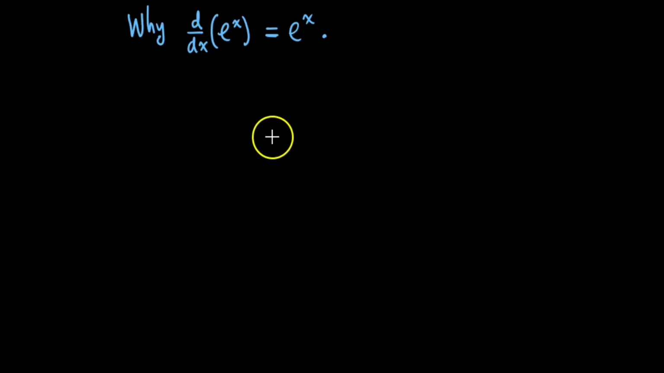My name is Silo, and in this video we're going to answer this question right here. Why is it that when we take the derivative of e raised to the power of x, we get back e raised to the power of x? In other words, why is it that the rate at which this function e raised to the power of x changes at any point on the x-axis is the same thing as the value of the function evaluated at that point? Another way you can interpret this is, why is it that the slope of the tangent line to this function e raised to the power of x at any point on the x-axis is the same thing as the value of the function evaluated at that point?